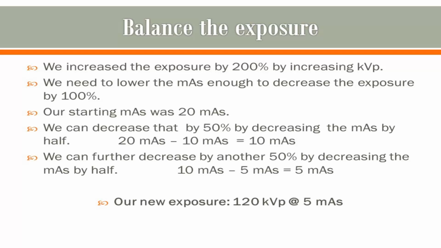We need to lower the mAs enough to decrease the exposure by 100%, or decrease it by half and then decrease it by half again. So our starting mAs was 20 mAs. We can decrease that by 50% by cutting the mAs in half. So 20 mAs minus 10 mAs is 10 mAs. We can further decrease by another 50% by decreasing the mAs in half again, and so 10 mAs minus 5 mAs is 5 mAs. So our new exposure is now 120 kVp at 5 mAs. We increase the kVp and decrease the mAs to balance the exposure. Continue to the next video to learn more about how to identify an optimal image.